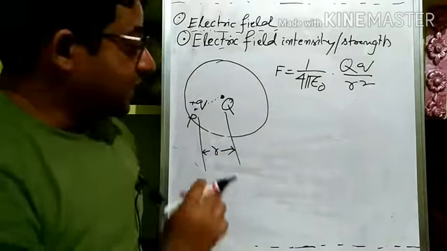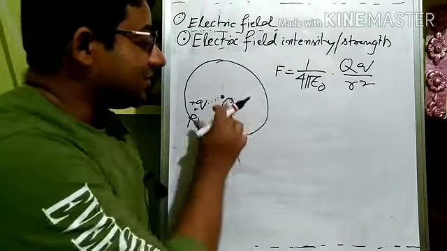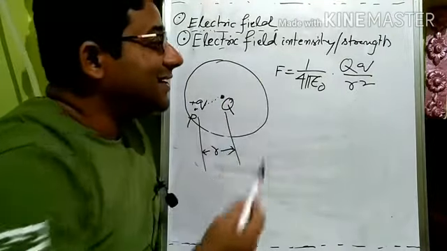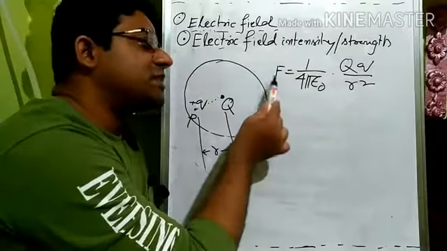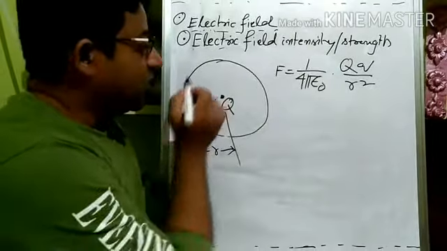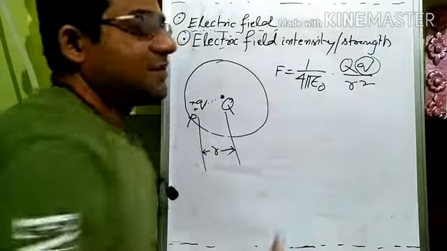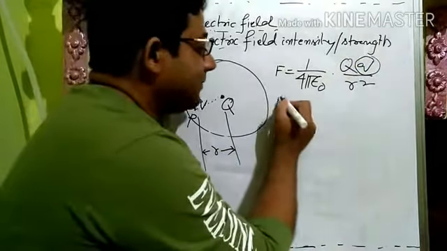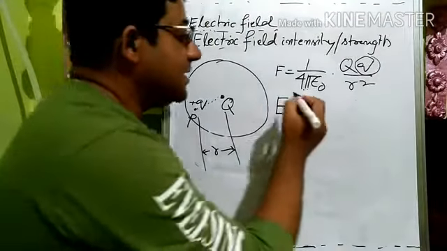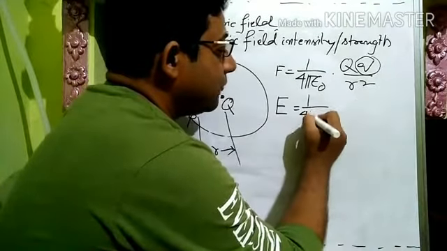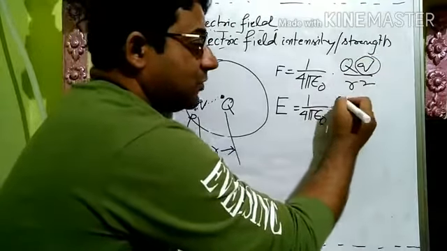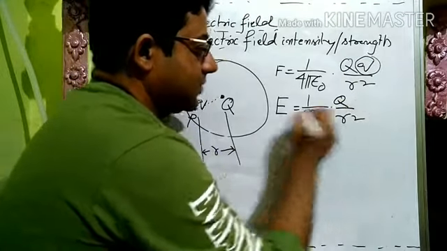Clear? So when r is the distance between two charges, we can calculate the force between them. But now we have defined the electric field intensity as the same force experienced by a unit positive charge. That means this small q is 1, isn't it? Then the magnitude of electric field intensity is equal to 1 by 4 pi epsilon naught, capital Q into 1, so only Q remains, by r square.